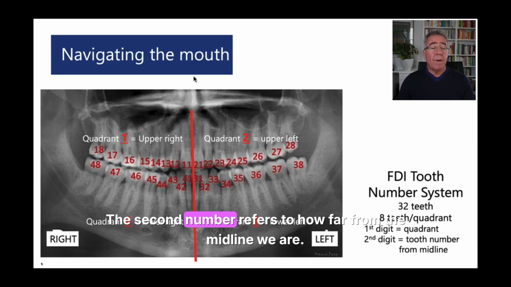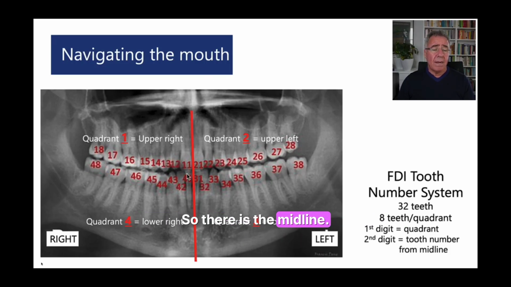The second number refers to how far from the midline we are. So there is the midline. So we can always count back 8 teeth. Remember, 32 teeth, 8 teeth in every quadrant. 1, 2, 3, 4, 5, 6, 7, 8, etc. So 17 is on the upper right-hand side, the 7th tooth back. So this is the numbering system.